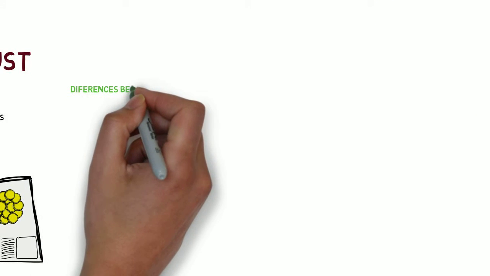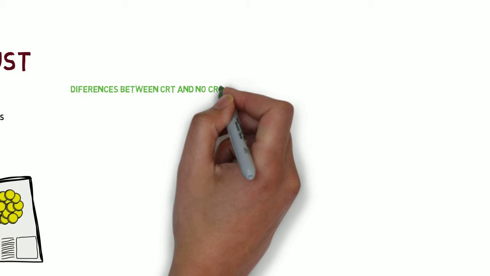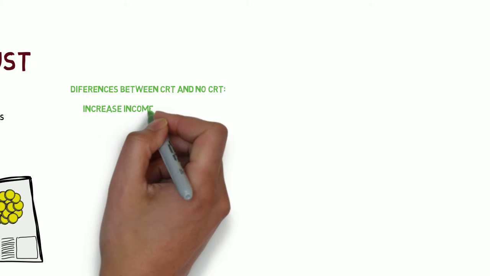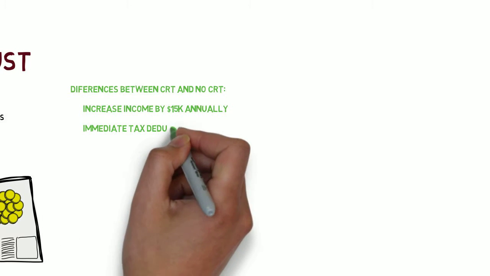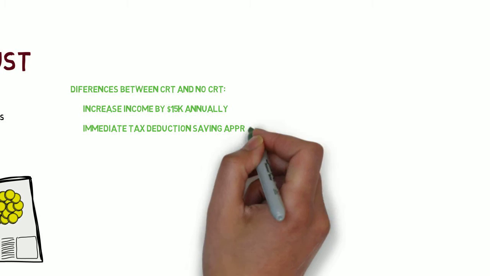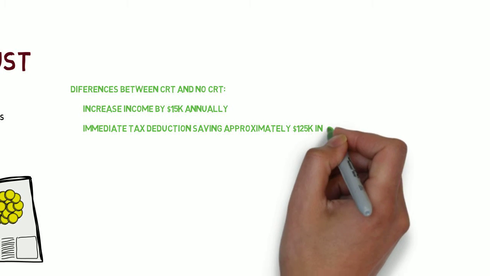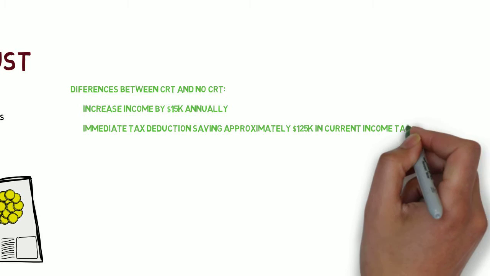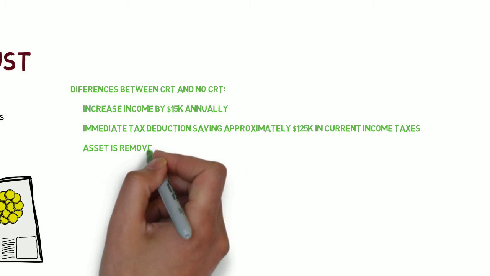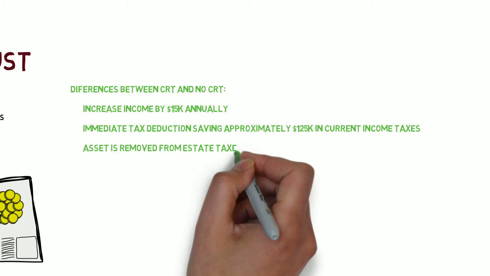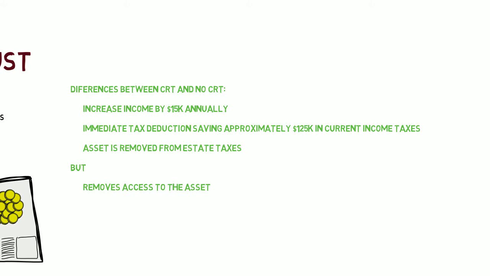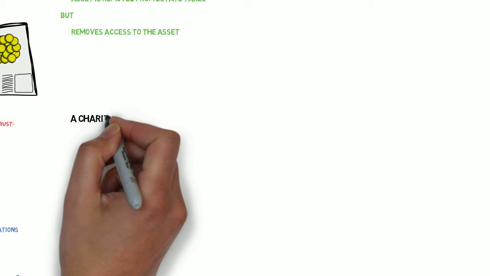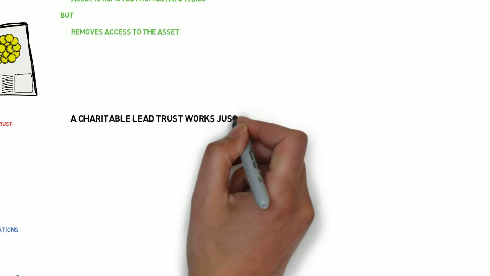So comparing the differences between a charitable remainder trust and a non-charitable remainder trust setting, the increase in income is $15,000 annually. There is an immediate tax deduction that saves her approximately $125,000 in current income taxes, and the asset is removed from her estate, thereby avoiding the estate taxes. The one problem is it removes access to the asset as well, so she needs to make sure that she has outside liquidity unless you can live on this annual income payment of $70,000 a year.